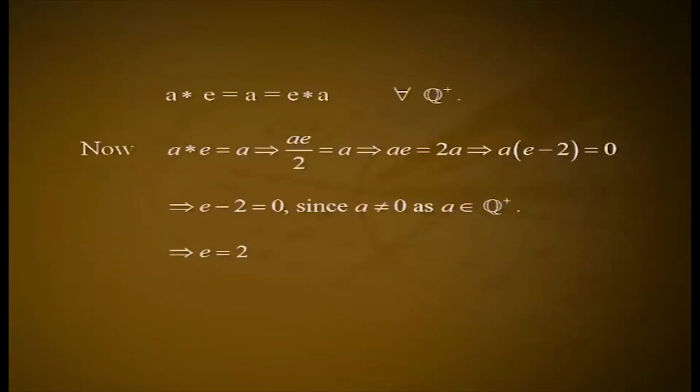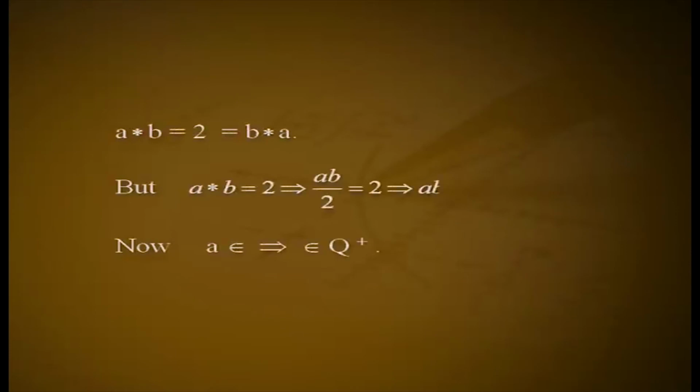G2. If E is the identity element in Q plus with respect to the operation star, we must have A star E is equal to A is equal to E star A for every A in Q plus. Now, A star E is equal to A implies AE by 2 is equal to A, which implies AE is equal to 2A, which implies A into (E minus 2) is equal to 0, which implies E minus 2 is equal to 0, since A is not equal to 0 as A belongs to Q plus, which implies E is equal to 2. So 2 is the identity element and belongs to Q plus.